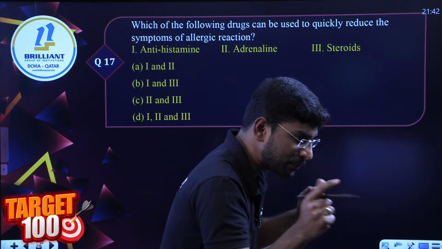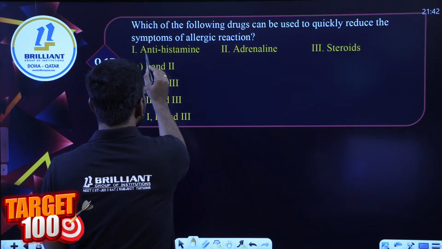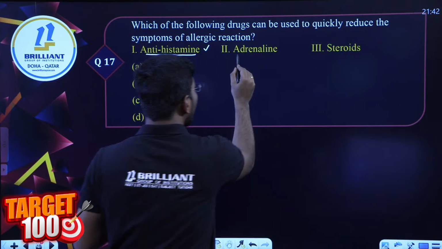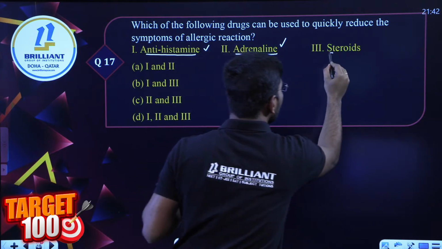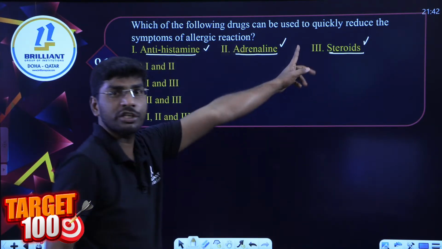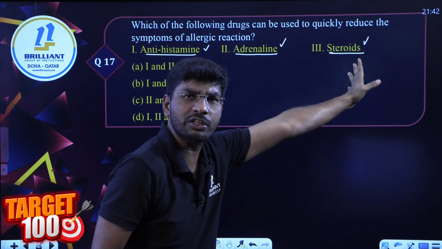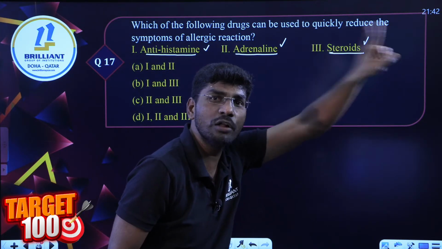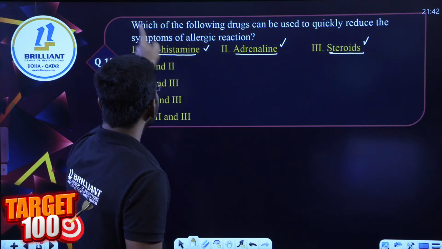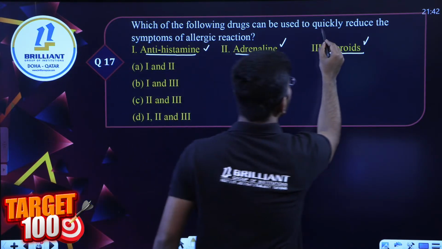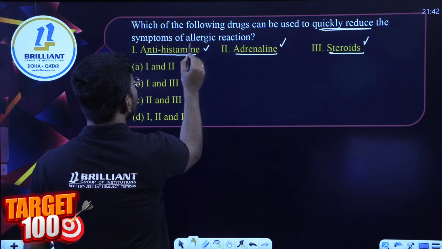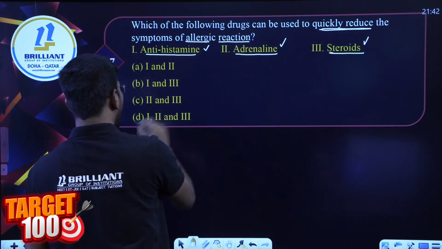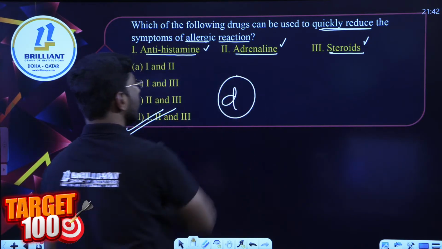Very good. Absolutely correct. Albert, correct. So antihistamine, yes, absolutely correct. Adrenaline, yes, and also steroid. These 3 are the ones which can give a very quick action. So we will write all the 3 will be used. They're asking which of the following drugs can quickly reduce the symptoms of allergic reaction. All of these 3. So option D.